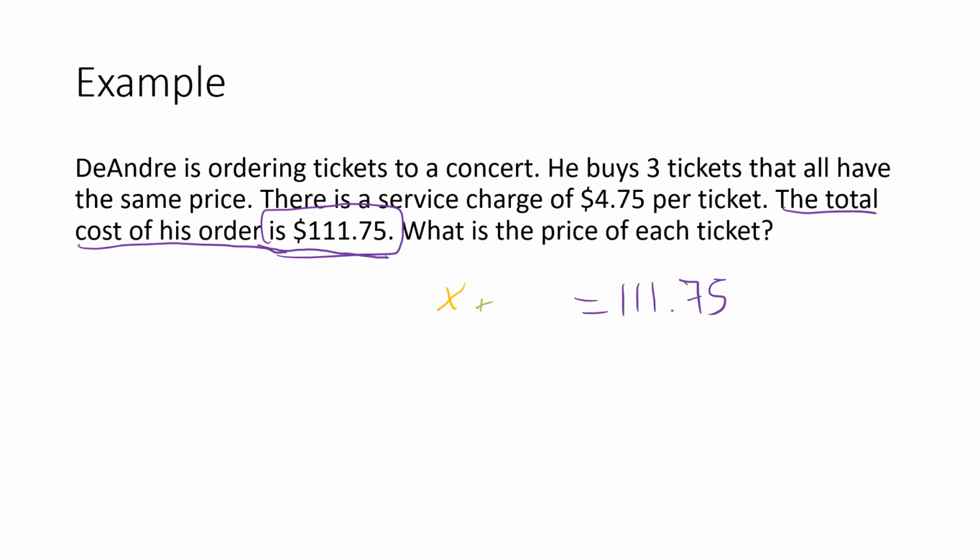Okay, so X plus the cost, this additional service charge, $4.75. And he's buying 3, and all 3 are the same. So that means we're going to put this in parentheses and times whatever that is by 3. So there's the 3 tickets, or him buying 3 tickets, right? They all have the same price. Here is the service charge. So there's the 4.75, there's the 3, and there is our equation.